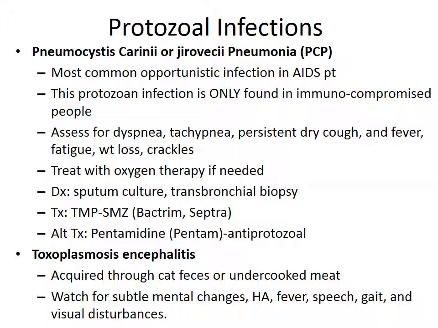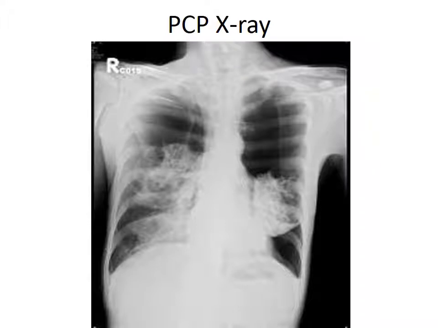The other protozoal infection is toxoplasmosis encephalitis. It is critical that AIDS patients do not have a cat for a pet, as toxoplasmosis encephalitis is acquired through cat feces or undercooked meat. Watch for subtle mental changes such as headache, fever, speech, gait, and visual disturbances.